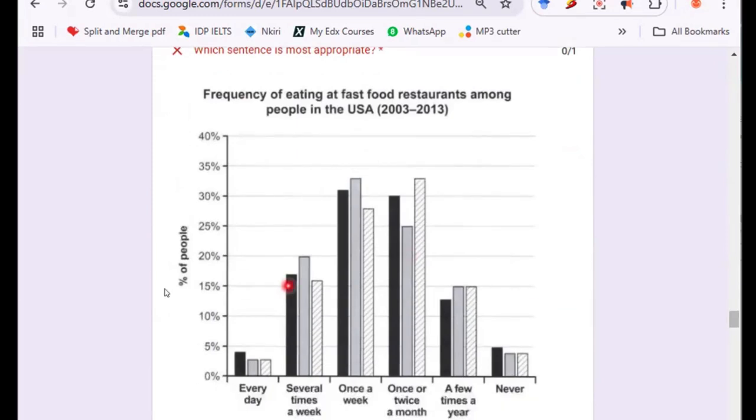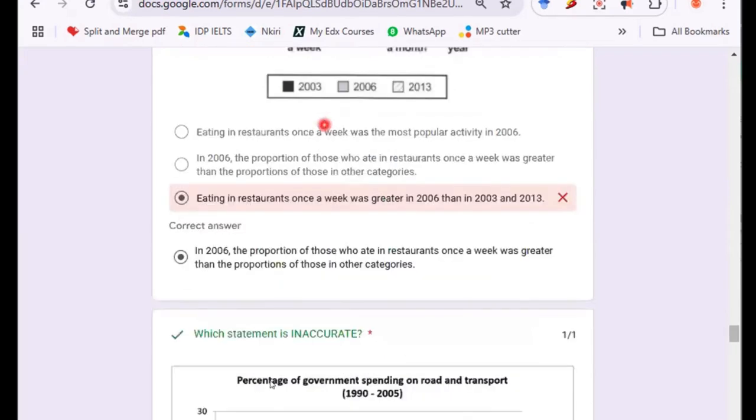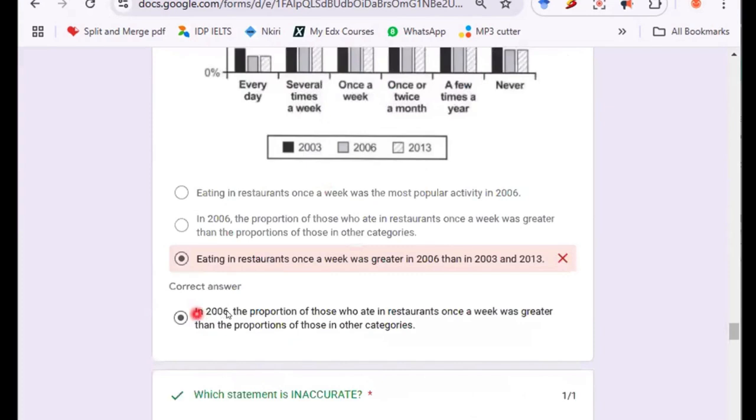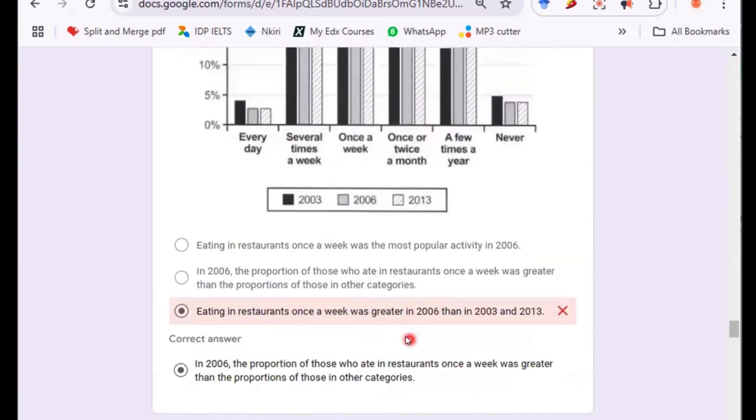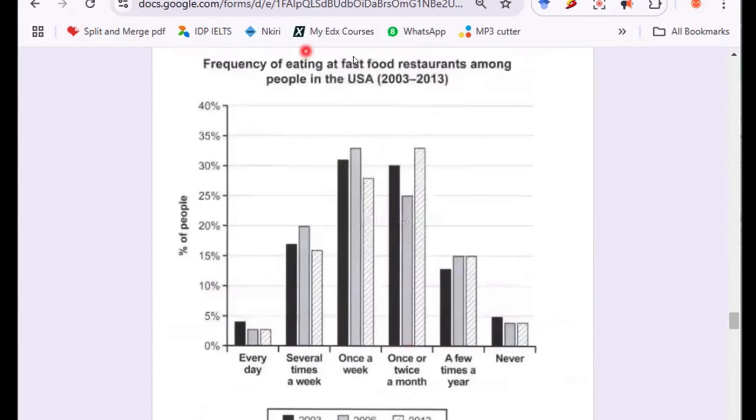Here now, for example, look at it, they wrote percent of people. So whenever you are writing your sentences, this thing here of people, which people? People in the United States. Can you see here? That's it. It must show in your answer. Look at the correct answer here. In 2006, the proportion of those who ate in restaurants once a week was greater than the proportion in other categories. Proportion of people that ate in restaurants.